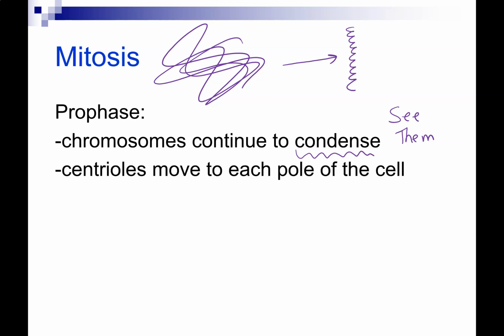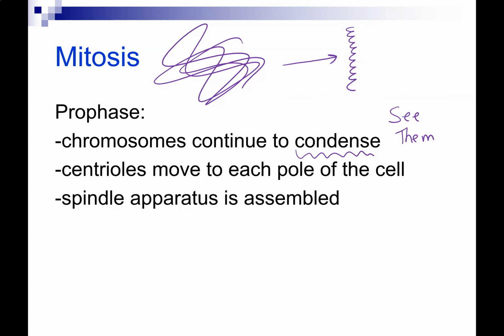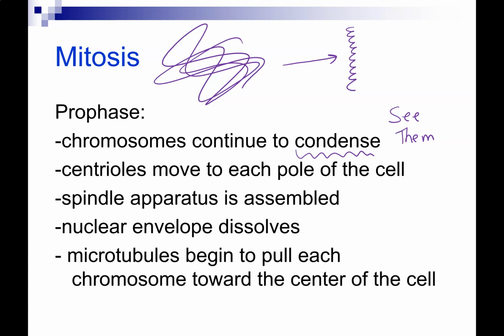The centrioles are going to move to each pole. Once again, I'll show you what that means in the picture. You're going to have these things called the spindle apparatus, those microtubules we talked about at the end of the last video. They're going to start to assemble themselves. The nuclear envelope has got to go bye-bye because you have to be able to get to these chromosomes. So all this stuff is happening during prophase. And at this point, the microtubules that have formed are starting to get the chromosomes organized. They're not at the center yet, but they're trying.